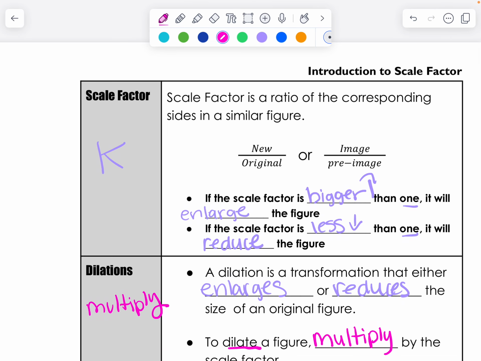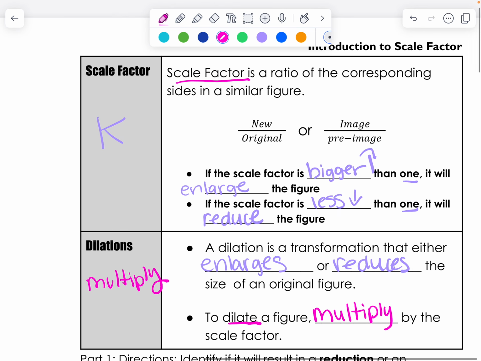Okay, today we're going to talk about scale factor. A scale factor is going to be a ratio using similar figures. When you see the word new, that is the same thing as an image. If you see the word original, that means the same thing as pre-image. So new is another word for the image. Original would be the pre-image. Pre means before something happens. So these are keywords that you need to know.